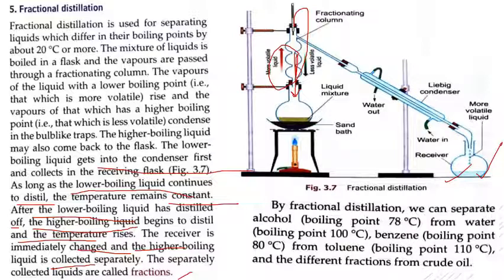By fractional distillation, we can separate alcohol, boiling point 78 degrees Celsius, from water, boiling point 100 degrees Celsius. So they have approximately 20 degrees Celsius difference, right? 22 degrees Celsius is there, so minimum 20 degrees Celsius is there. Benzene, boiling point 80 degrees, from toluene, boiling point 110, and the different fractions from crude oil. So fractional distillation is used when we have to separate liquids which have a difference of boiling point of 20 degrees Celsius or more.